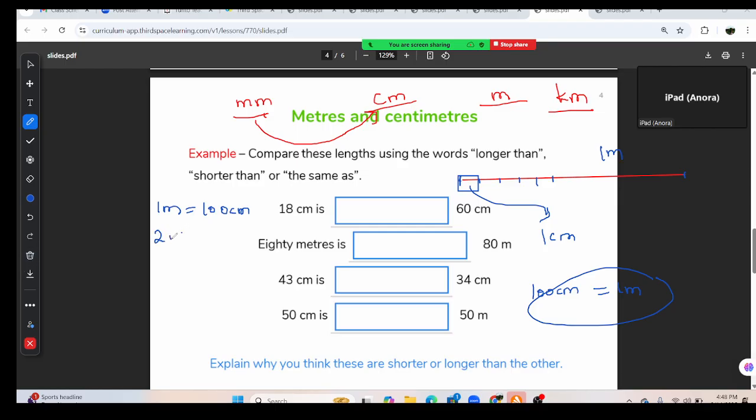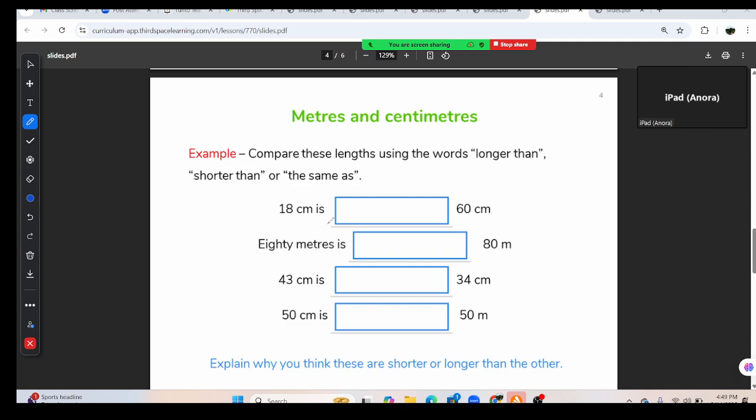Similarly, I think now you can compare. So if there are 2 meters, how many centimeters would be there in 2 meters? 200. Very good. How many centimeters would be there in 15 meters? 1500. Very good. If you have 2000 centimeters, how many meters are there in 2000 centimeters? 20. Very good.